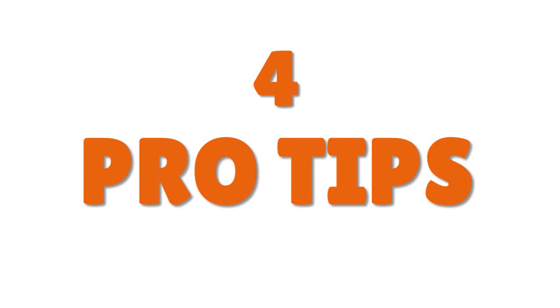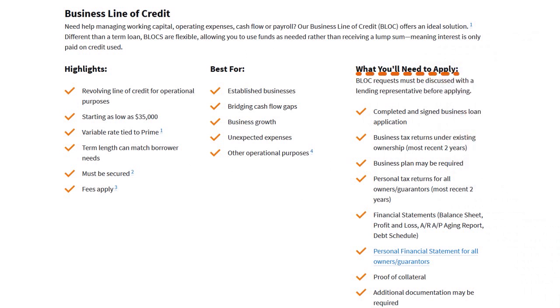This is just a quick reminder of what you will need to apply. You will need to have a completed and signed business loan application, business tax returns under existing ownership for the most recent 2 years. Business plan may be required. Personal tax returns for all owners and guarantors for the most recent 2 years. Financial statements: balance sheet, profit and loss, AP, accounts receivable, accounts payable, agent reports, debt schedule. Personal financial statements for all owners and guarantors. Proof of collateral. Additional documentation may be required, and personal guarantee.